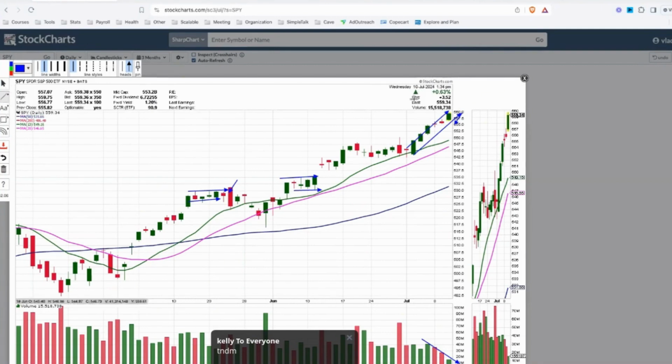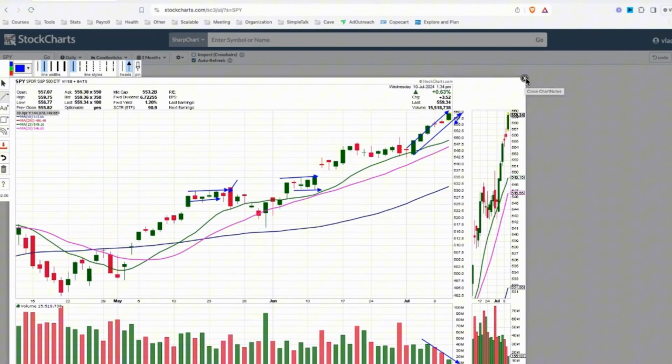The minute it starts dropping, we could put in a trade to go to the downside. Again, you don't have to make money going up. You could also make money going down. In options, it's called calls going up and puts going down.